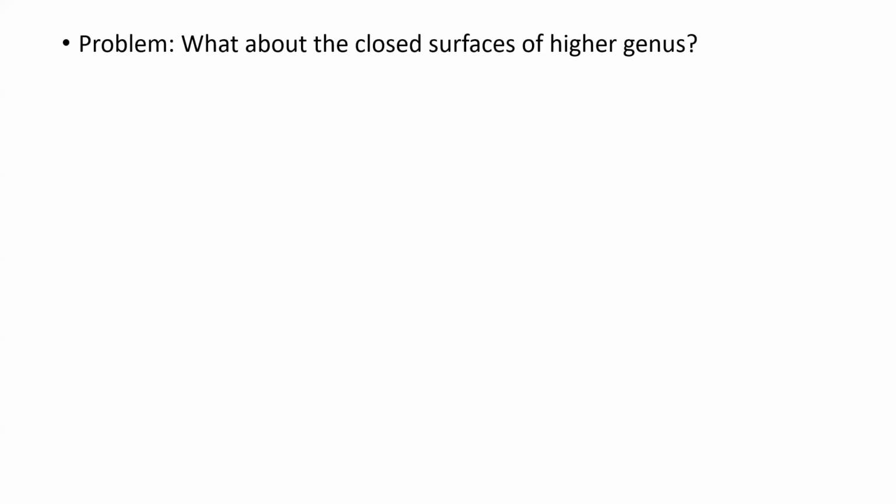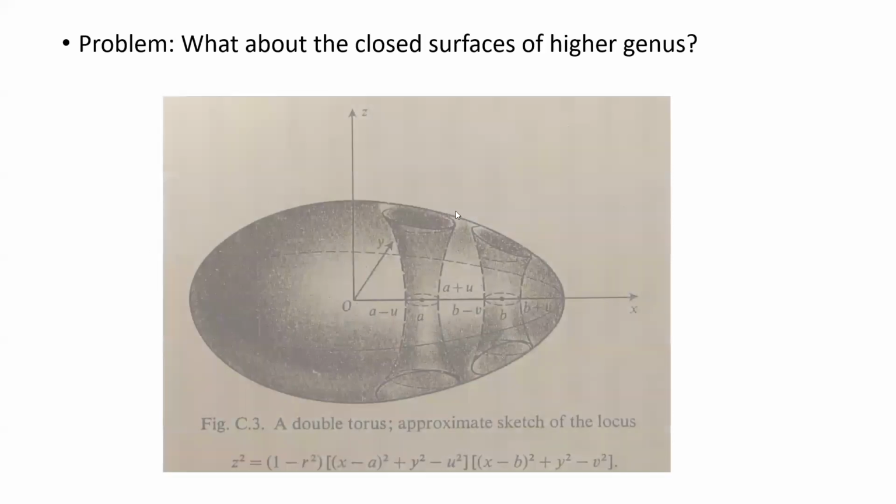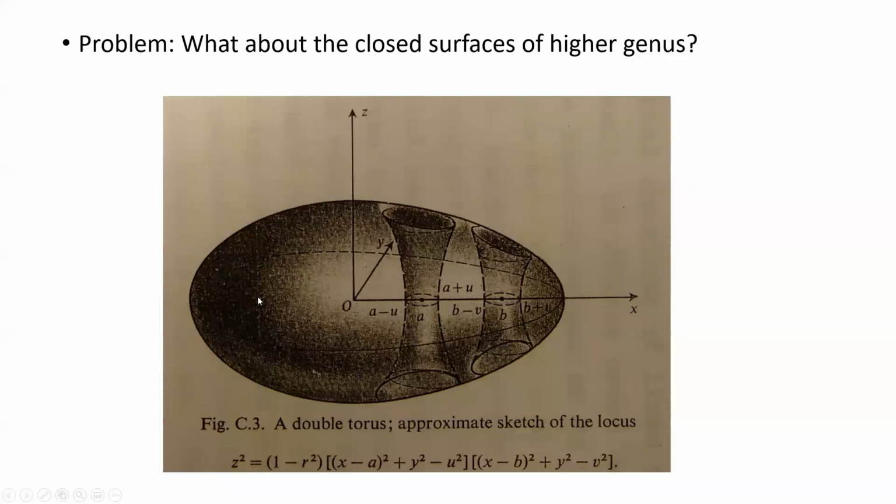Well, the problem is about closed surfaces of higher genus. Okay, this is the problem. I have already shown the ellipsoid and the torus, but what is the problem with higher genus? For instance, look at this, the double torus. You have this image, this compact surface with genus two, with two holes, say. And we call it the double torus.